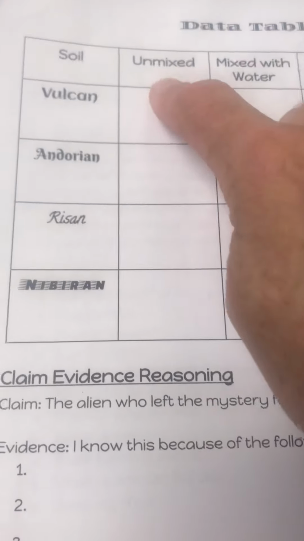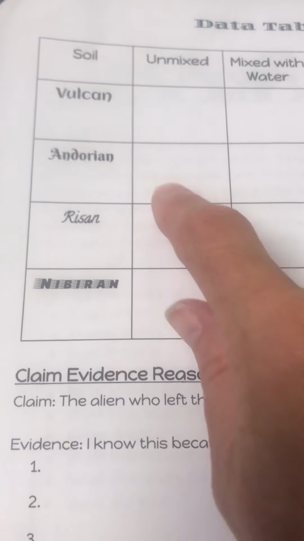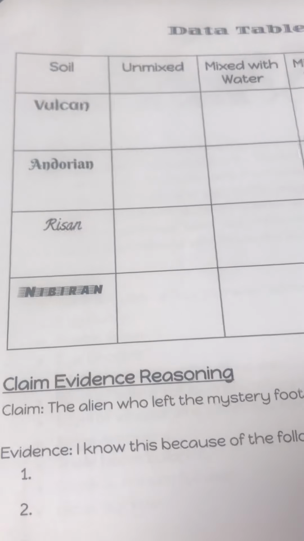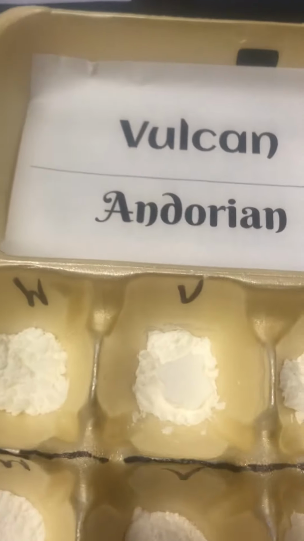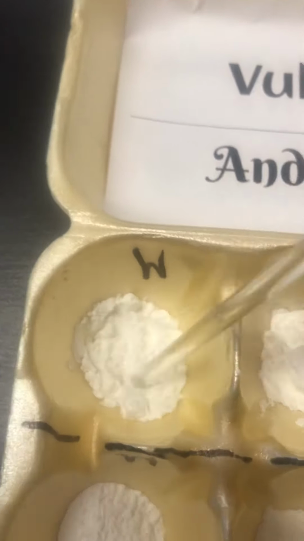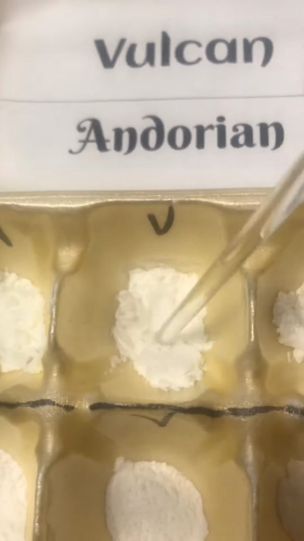Right here. So you can see the first thing we need to do is find out what each of the soils look like, maybe their texture, their color, unmixed. What does it look like? And so here we have the Vulcan. We'll go through the Vulcan. Very light, fluffy.